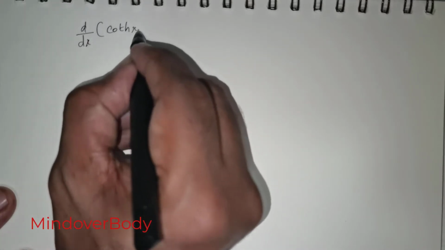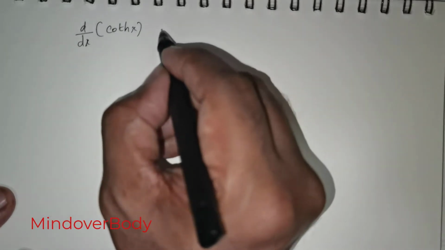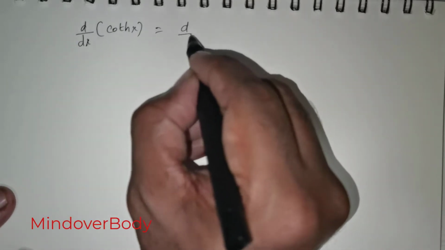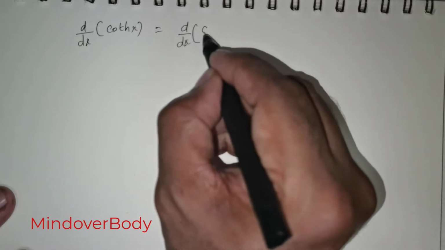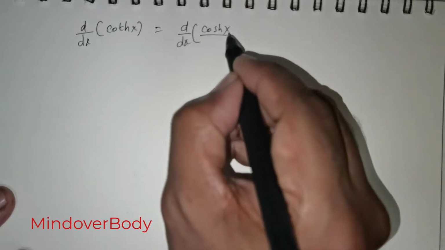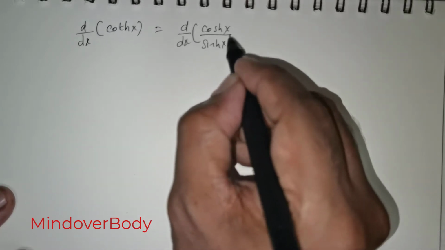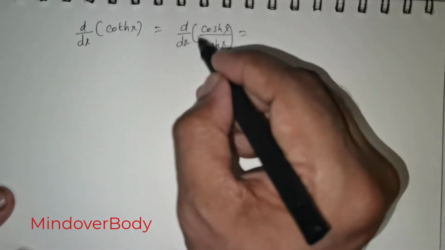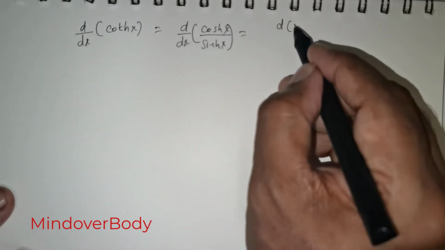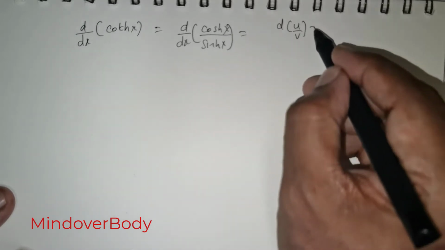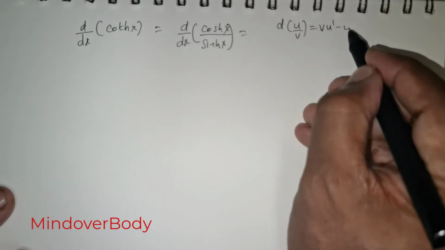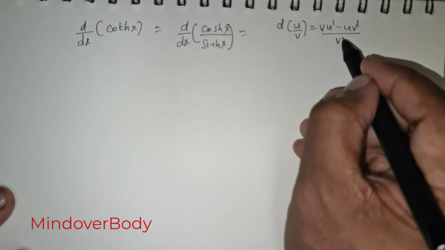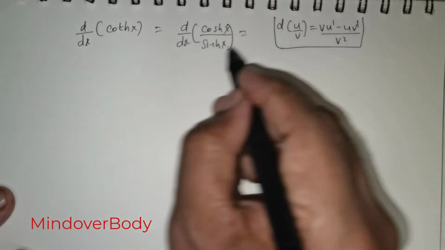Students, moving further, let us now study the differentiation of hyperbolic cot x. This is nothing but d over dx of cosh x divided by sinh x. Now once I get this quotient, I can apply the quotient rule. d of u over v is v times u dash minus u times v dash divided by v squared. This can be applied.